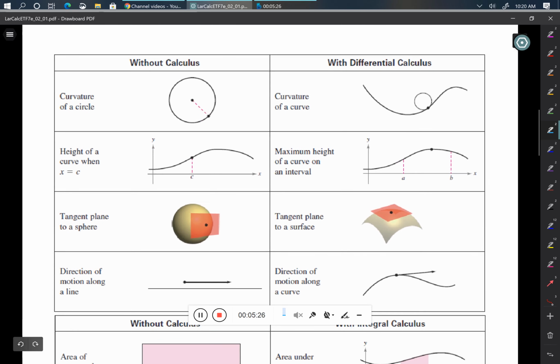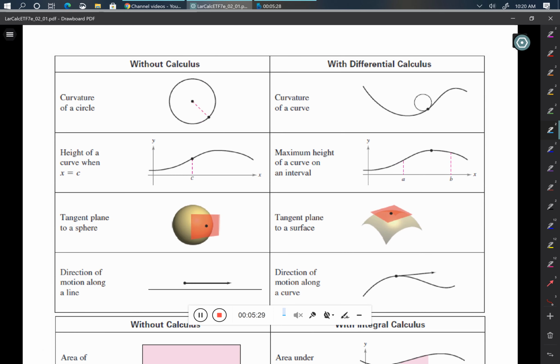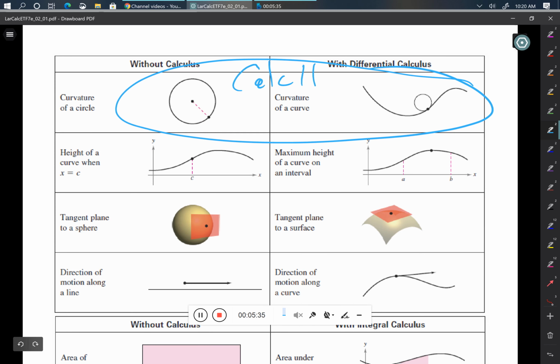Right? Without calculus, you may have looked at the curvature of a circle. In calculus, and this is specifically going to be like Calc 2 here, so for those of you that are going on to Calc 2, you'll take a look at curvature. How curvy is a curve? And we have ways to measure the curviness, how fast it's curving. Right?